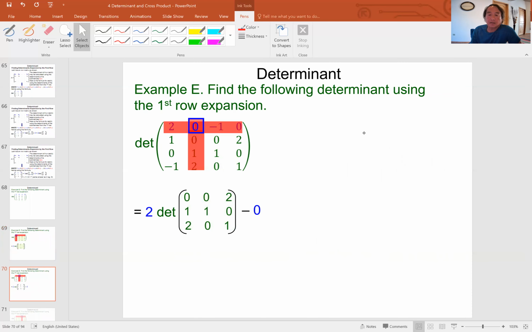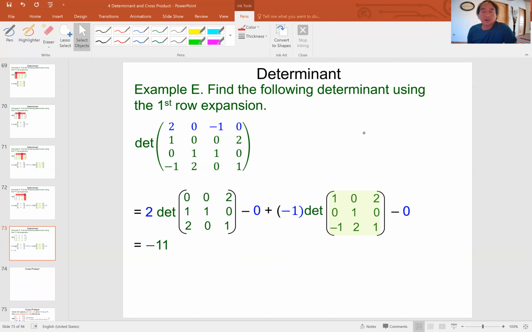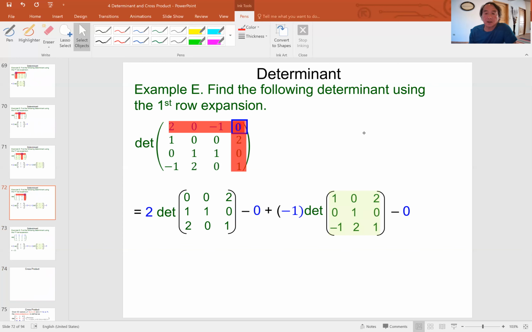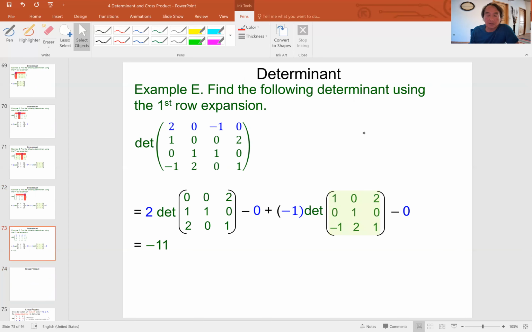And here's a 4x4. How do we expand according to the first row? It's just like the 3x3 case. You go down the first row and change the 4x4 into four problems of 3x3. Each 3x3 you change into 2x2 problems. Then you find the determinants. Now we come to the cross product.